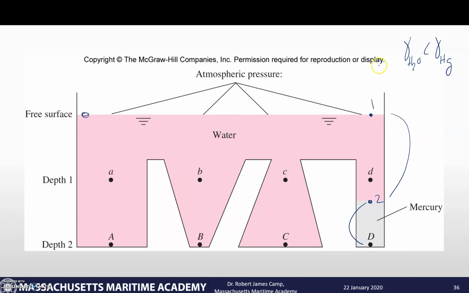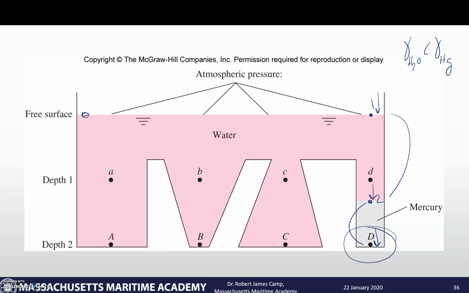So it's basically we have the air pressure pushing down on top of the water, I have the water pushing down on top of the mercury, I have the mercury pushing down at point D. So on this one, D is going to have the highest pressure just because mercury is so much heavier than water, and it's going to add that extra weight.